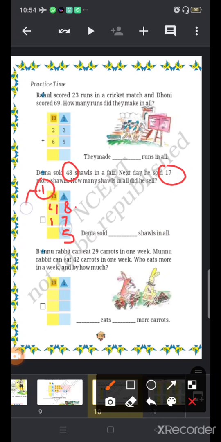Now we'll add these two numbers first, 4 and 1. So 4 plus 1, as I told you, if we add 1 with any number, the next number will come. So after 4, what will come? 5. So 4 plus 1 is equal to 5. And 5 plus 1. Again we'll add 1. So 5 plus 1 is equal to 6. So the shawls Dima sold in all is equal to 65. Isn't it? Addition and subtraction is very easy, na?